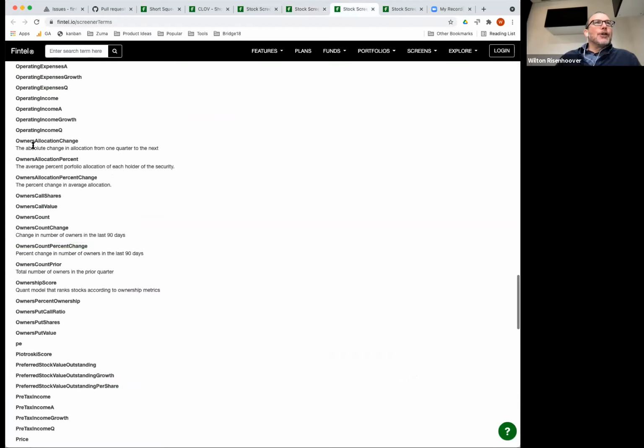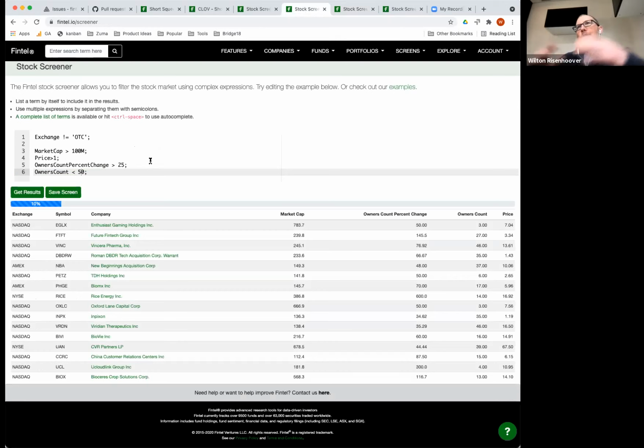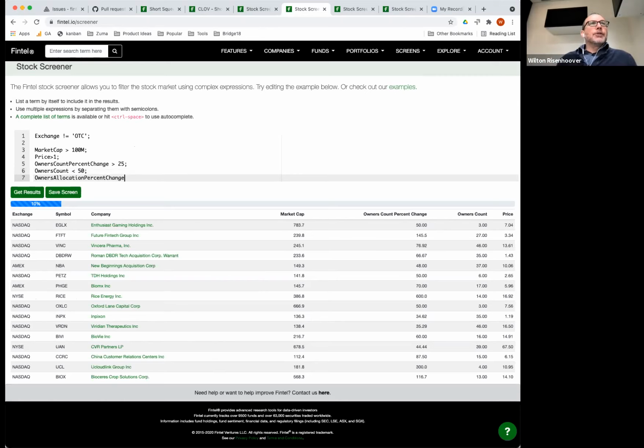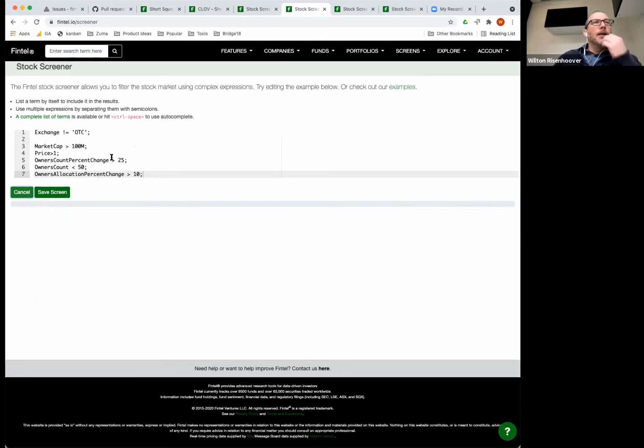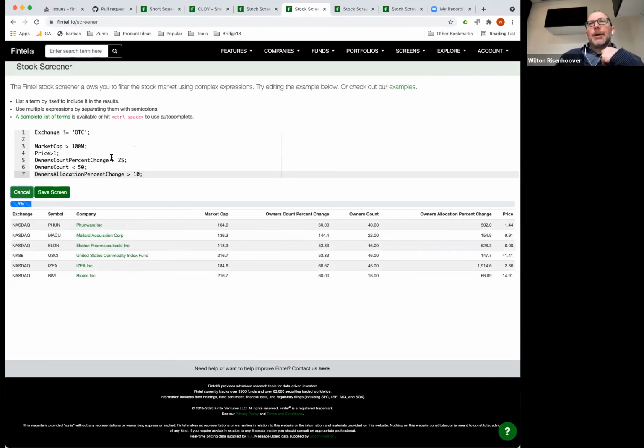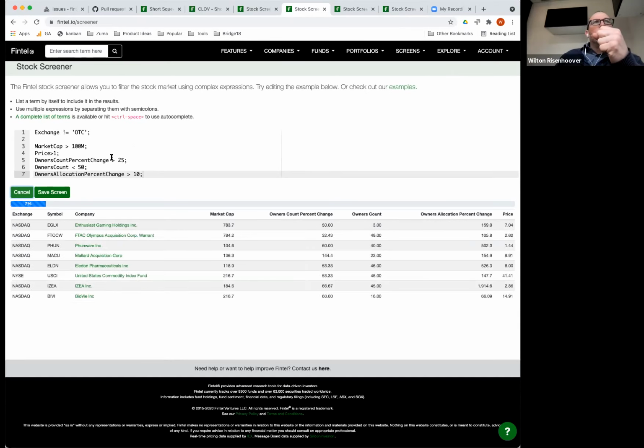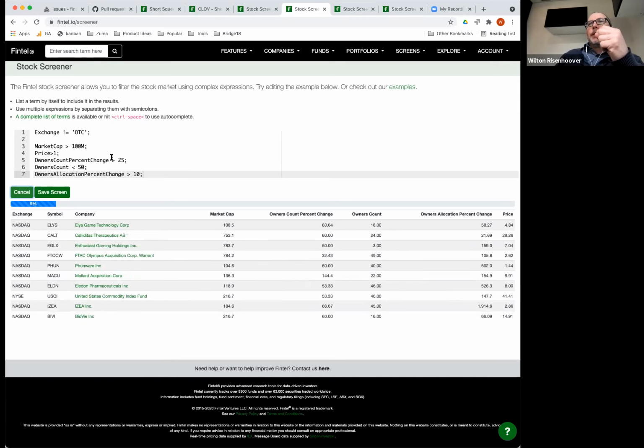You can also look at owner's allocation percent change. So when a fund discloses their total positions, we can actually calculate the total percent allocation, the percentage of their total portfolio. And so we look at that on a quarter to quarter basis. So let's just say the owner's allocation percent change is greater than 10%. This will tell you that not just are people buying new ones, but the existing owners actually have increased their percentage of ownership.